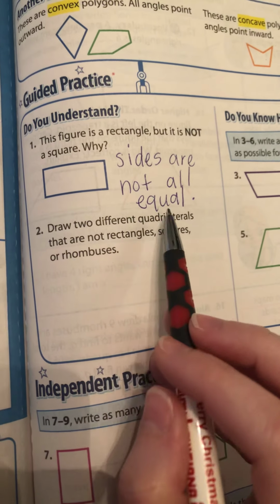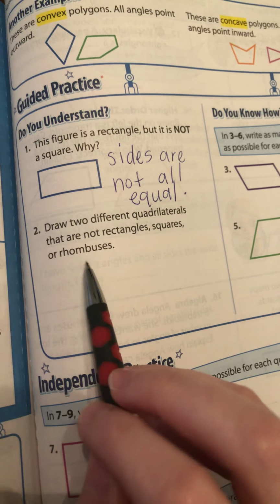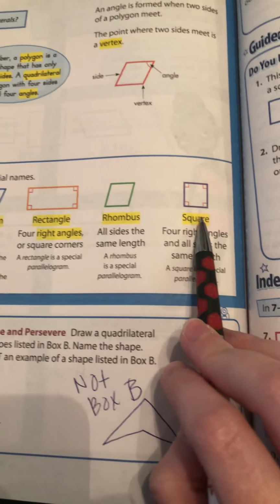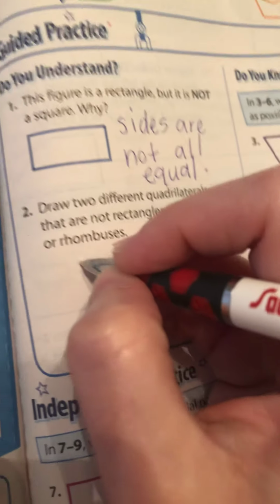Draw 2 different quadrilaterals that are not rectangles, squares, or rhombuses. Okay, not a square, not a rhombus, and not a rectangle. Okay, not these 3. That leaves these 2. Okay, trapezoid and parallelogram. I just had to look back at my paper.